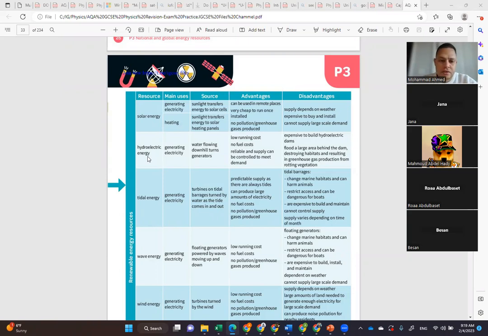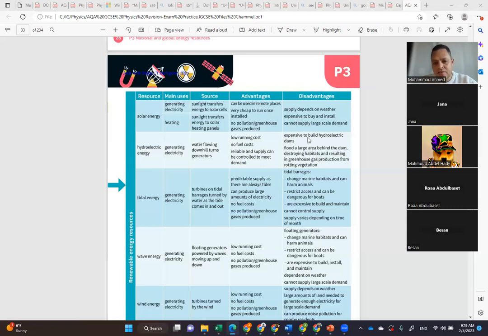renewable energy resources is hydroelectric energy. Hydroelectric energy generates electricity, and hydro means water. It's coming from water. So hydroelectric energy means water flowing downhill turns generators, like the High Dam in Egypt, Sadd al-Ali. Sadd al-Ali generates energy by using hydroelectric energy, with water flowing downhill turning the generator. The running cost is very low, no fuel costs, reliable, and supply can be controlled to meet demand.